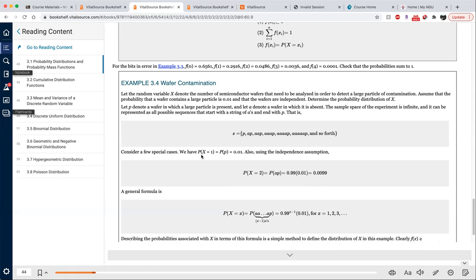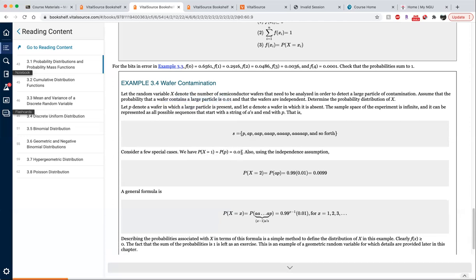Then we stop. Now consider a few special cases. P of x equals 1 is P of p, which equals 0.01. Why? The probability that the wafer contains a large particle is 0.01. That's why P of p equals 0.01.